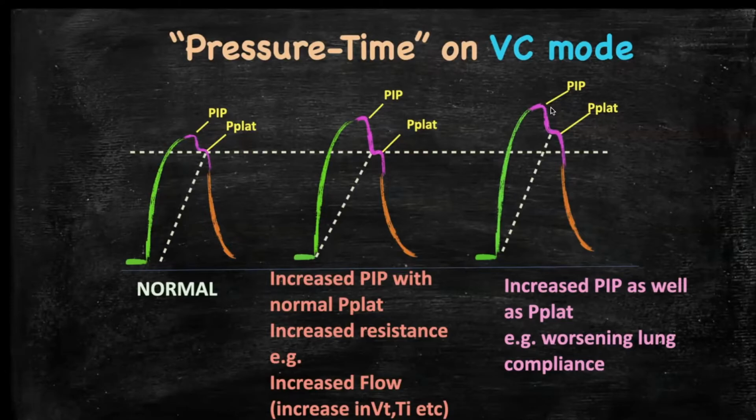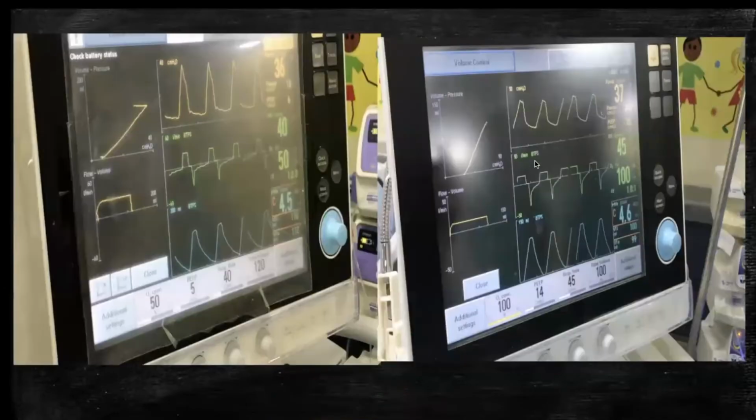The gap between PIP and P-plateau is the same, but overall the height of P-plateau as well as PIP is elevated as compared to normal lungs or the normal pressure time scalar. So both PIP and P-plateau are elevated. So this is a sign of poor lung compliance.